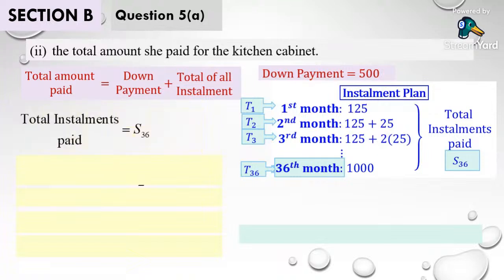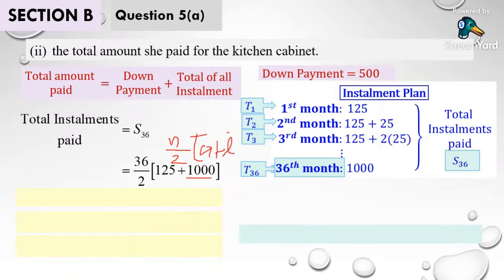So the total payment for the installment will be S36. Calculate the total installment paid, which is S36, using the Sn formula for arithmetic progressions. Here I'm using 36 over 2, 125 plus 1000. So what is the 1000 here, guys and girls? It actually refers to the last term. This is the formula: n over 2, a plus L, the last term. So this is the last term. Therefore, I have the answer 20250.